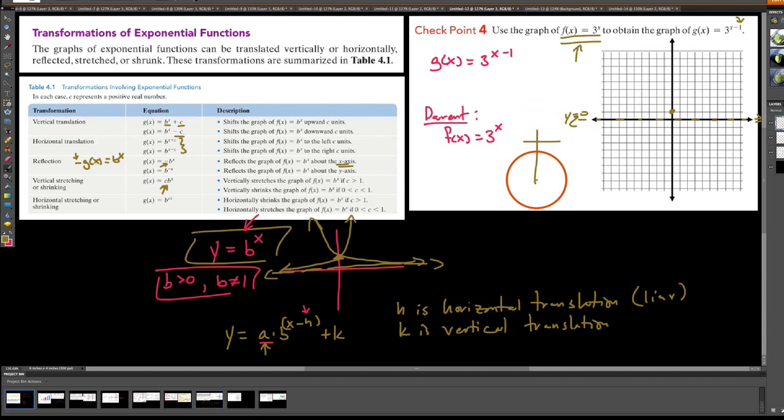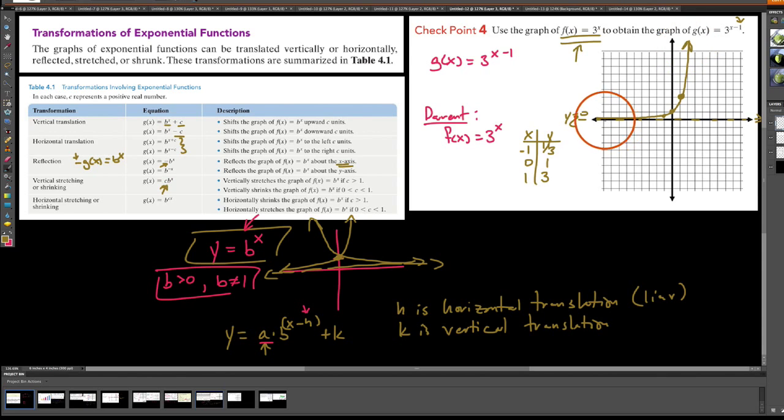Now I need to find 2 more points on this parent function, and so 0, 1 is on there. I'll plug in 1. I get 3 to the 1 is 3, and 3 to the negative 1 is 1/3. So I know that if 1/3 is the height here and it's at 1, 3 here, we'd say here's the graph of our parent function.